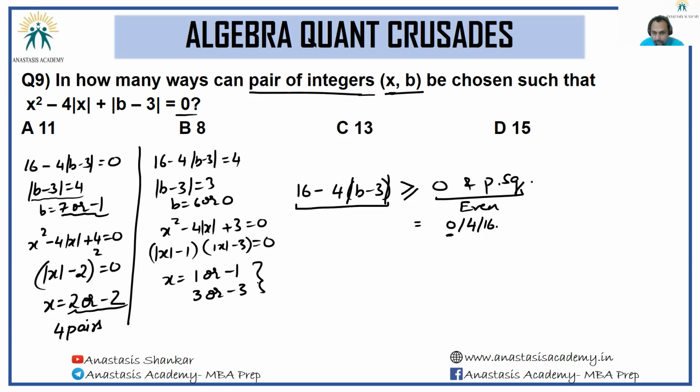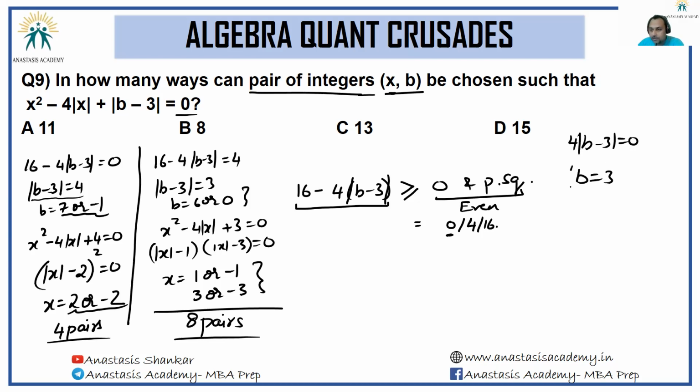Now see, x can take 4 values, b can take 2 values. We can come up with 8 pairs now. 4 pairs are identified, 8 pairs are identified, and we are left with just checking the last case when 16 minus 4 times mod of b minus 3 is 16, which would roughly be equal to 4 times mod of b minus 3 is equal to 0, or b is equal to 3.